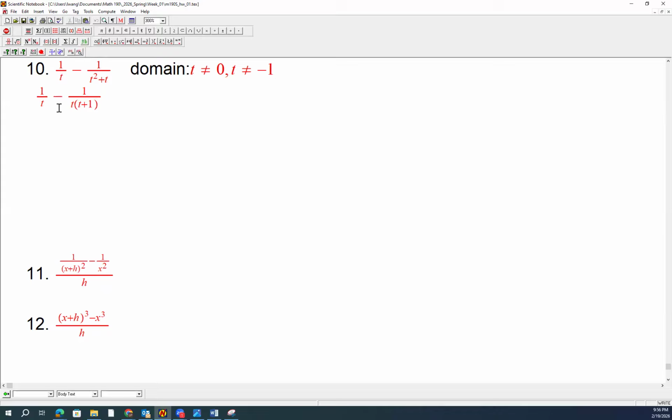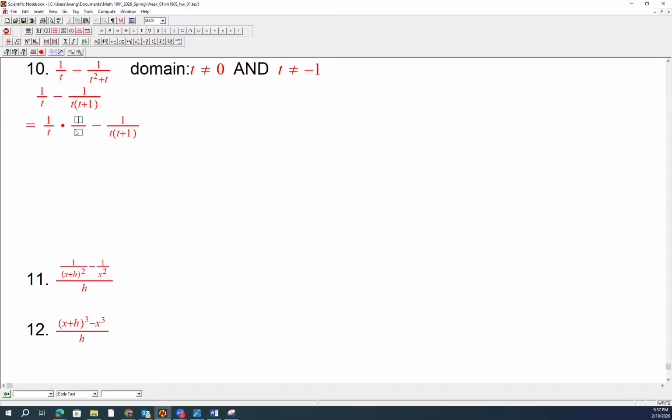Okay? So now we have determined the domain, and of course, it should be connected by and. And then we're going to combine, make common denominator. Common denominator would be t times t plus 1. So to make common denominator, we're going to multiply t plus 1 over t plus 1. This way, the common denominator will be made for the first term.